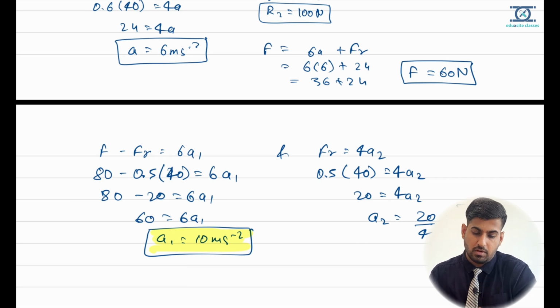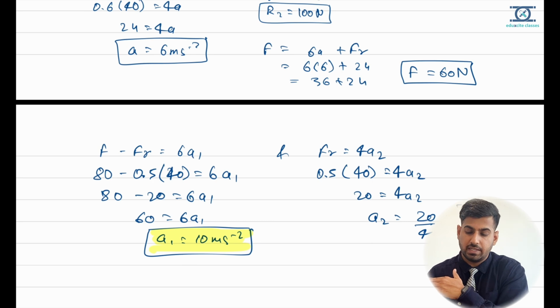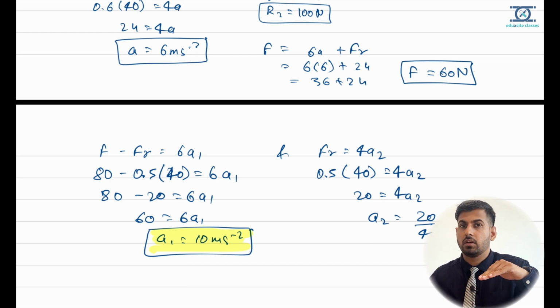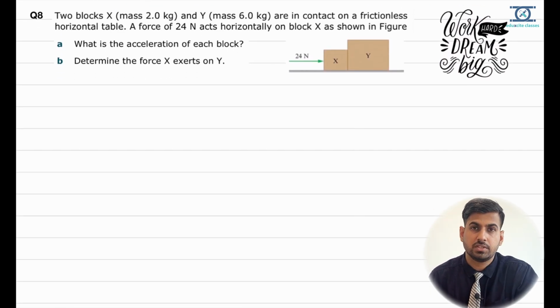Okay. Now if you compare the acceleration, the lower block is moving with the higher acceleration as compared to the upper block. So as a result, relatively the upper block will be moving backward if you compare with the lower block. Okay. I hope I am quite clear. Now try question number 8. Pause the video and solve.